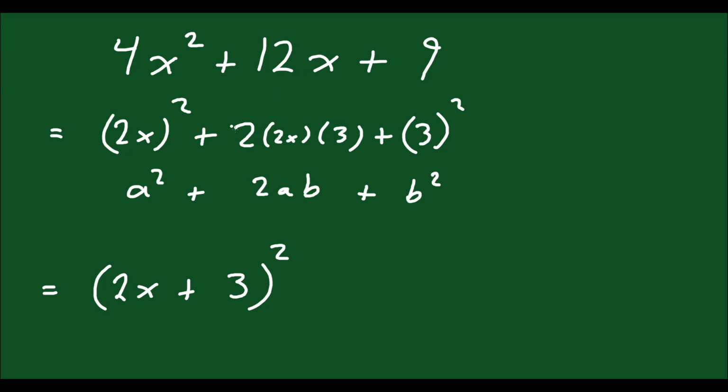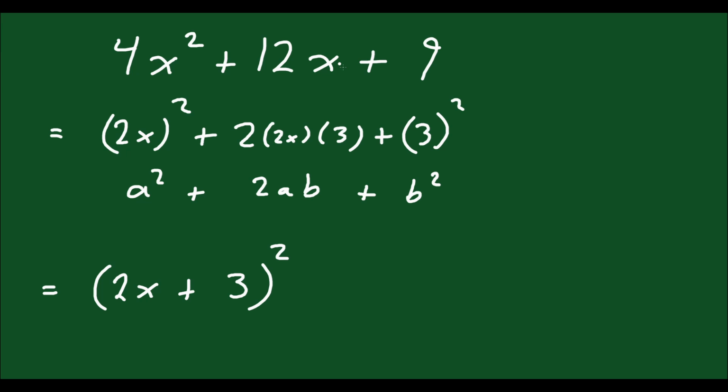Because this middle term is 2 times a and b, where a and b are the roots of those first and last terms. So if you see a 4, you say, oh, the square root of that's 2. You see 9, the square root of that's 3. 3 times 2 is 6. If that's half of this number, which in this case it is, that makes this a perfect square trinomial. And so that's probably the best way you can go about trying to figure out if it's a perfect square trinomial.